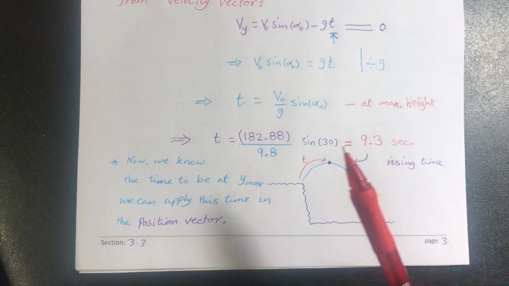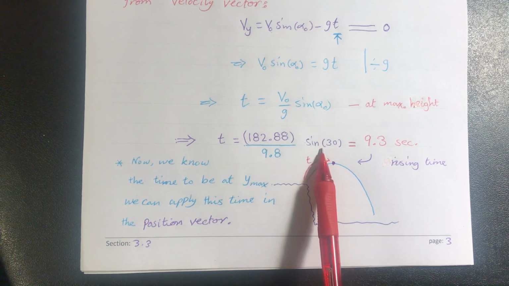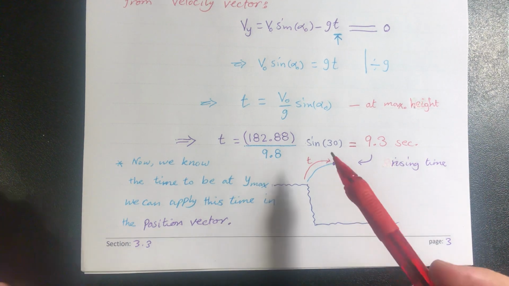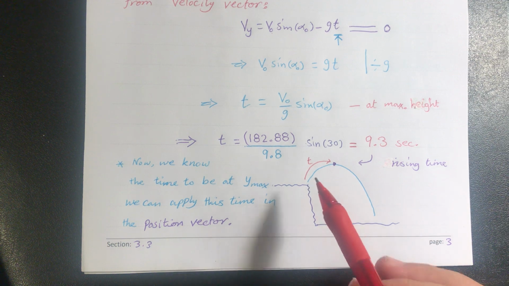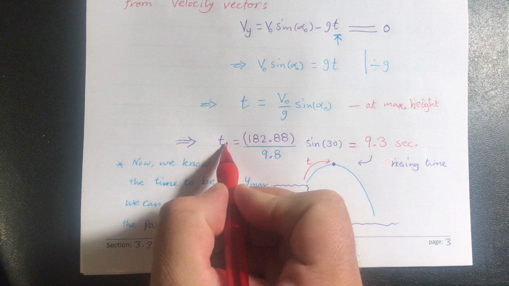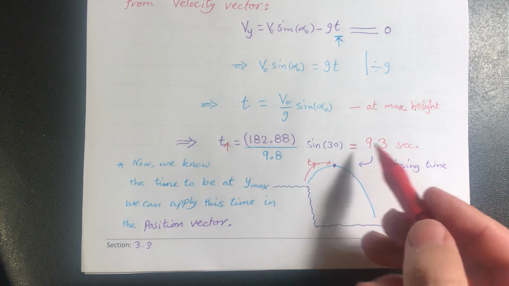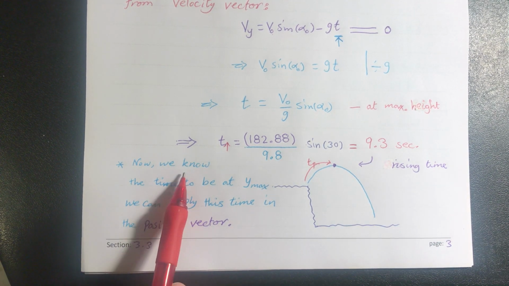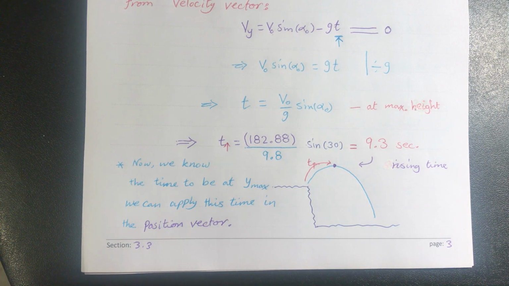Okay, what else? I can find t. Just put V naught over g, sine 30. It will be 9.3 seconds. Okay, this is my trajectory. My projectile takes time t to go up. This is the going up or rising time. It is 9.3 seconds. Now we know the time to be at y max.